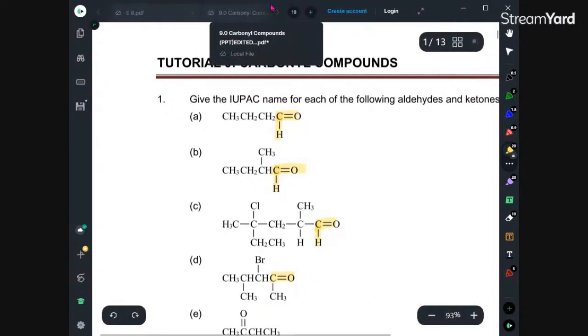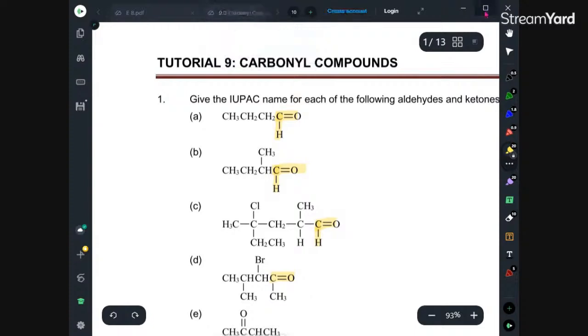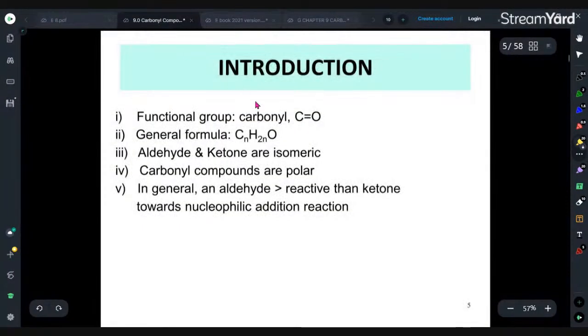So we just have a quick review for the introduction to carbonyl compounds. The functional group is C double bond O, with the general formula CnH2nO. Aldehyde and ketone are isomeric, and carbonyl compounds are polar. Generally, aldehyde is more reactive compared to ketone towards nucleophilic addition reaction.